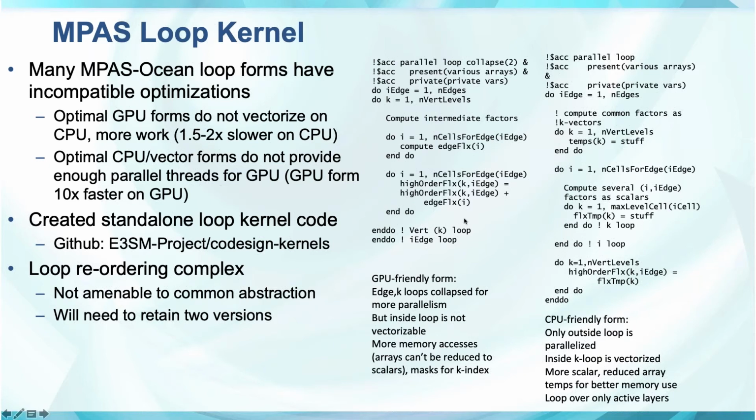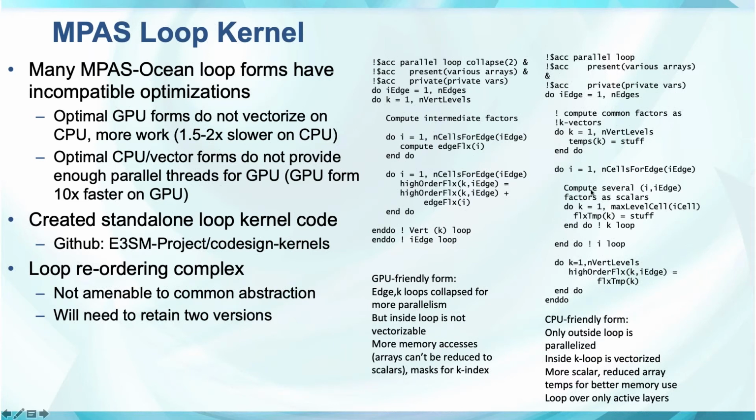I always hate to show code, but these are two examples of code extracted. This is a common loop form that we encounter in impasse, where you're doing a loop over either edges or cells, then you're collecting fluxes across an interface to contribute to the cell or contribute to the edge in this case.